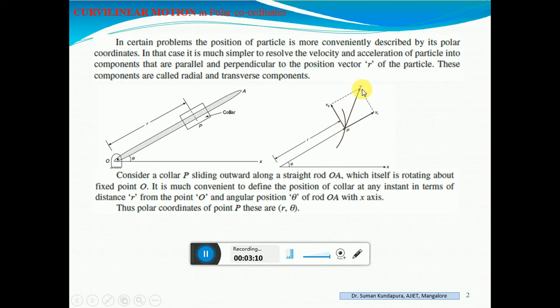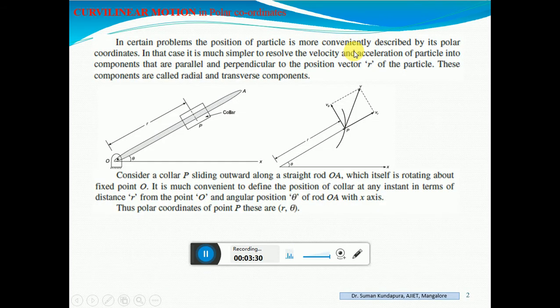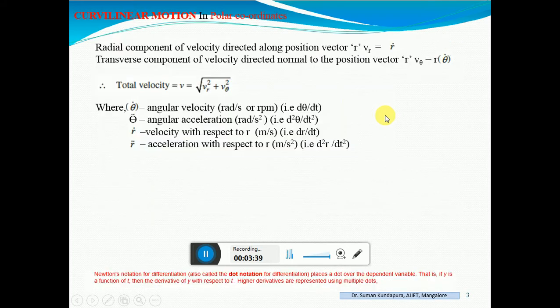Here we are not going into the depth of derivation of all these components, whereas the radial component and transverse component of velocity are important. You need to remember the equations. We are not going to derive them. The radial component of velocity is directed along the position vector, this is the Vr component, that is a radial component of velocity, which is given as r dot.